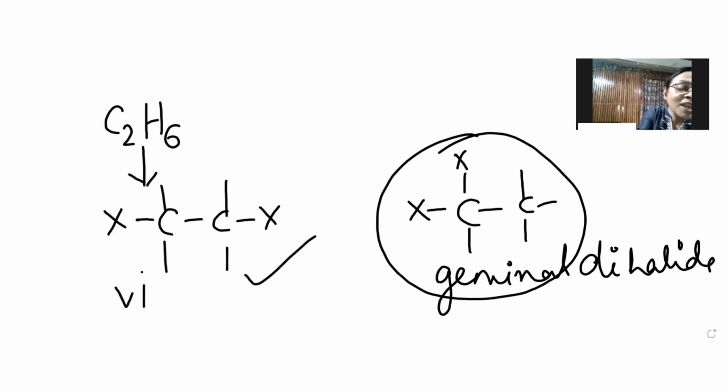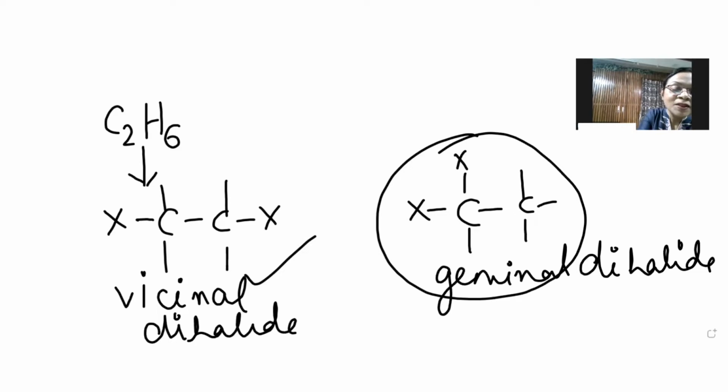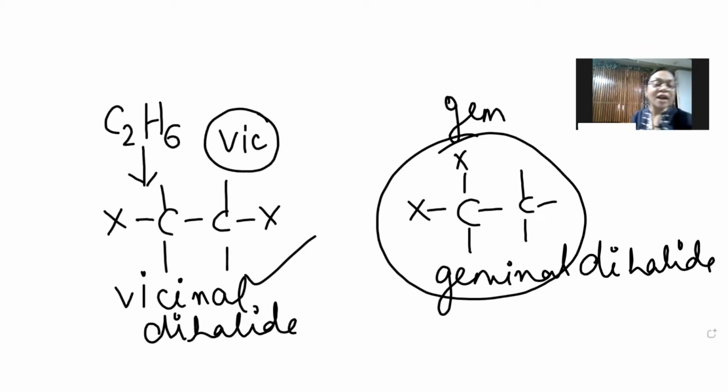Similarly, the common name of the other compound is vicinal dihalide. Gem is the abbreviated form, which means the halogens are substituted on the same carbon, and Vic means the halogens are on the adjacent carbon.